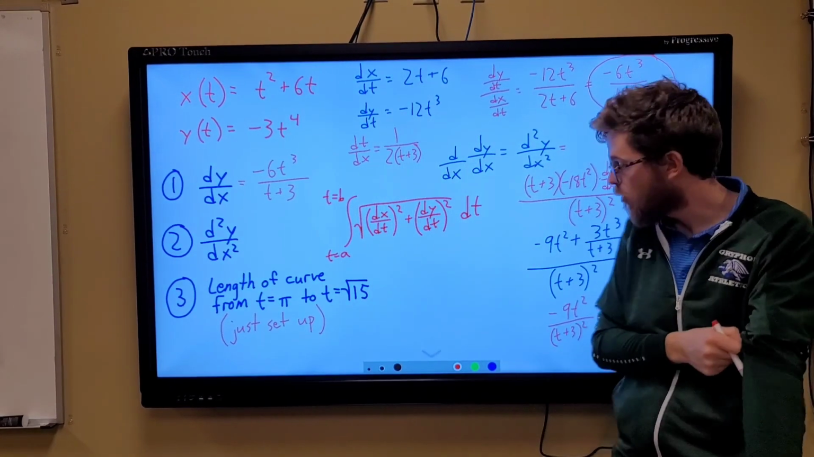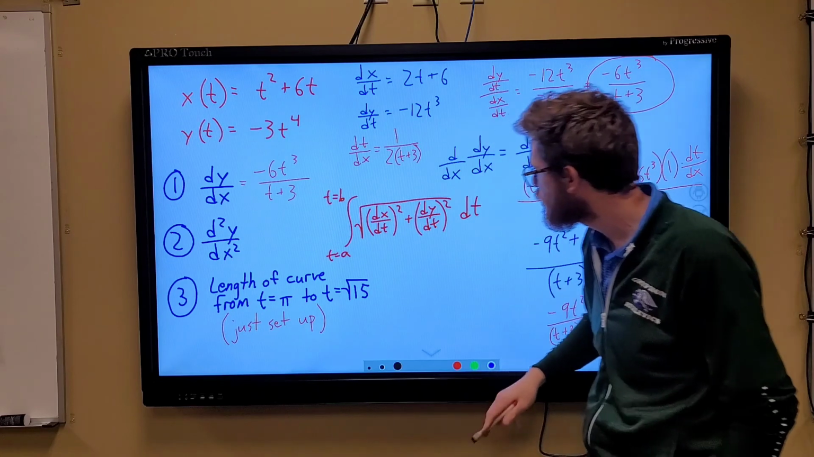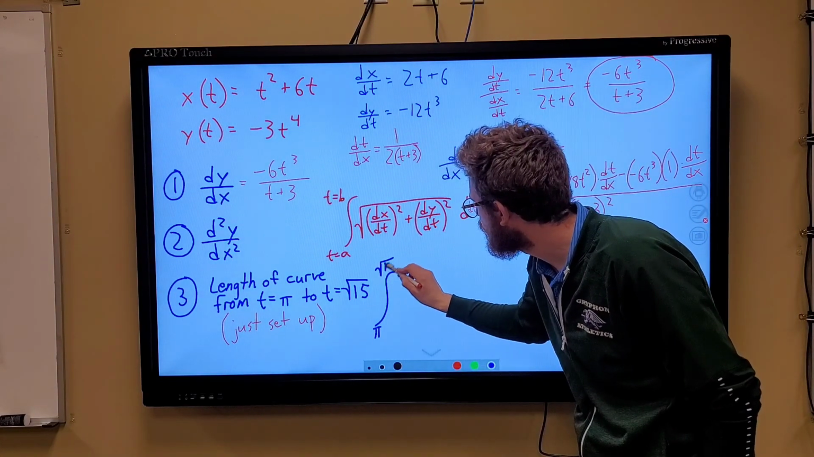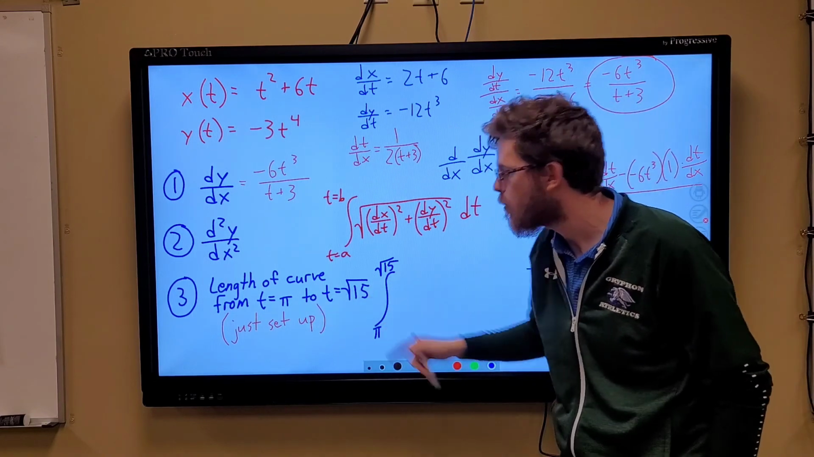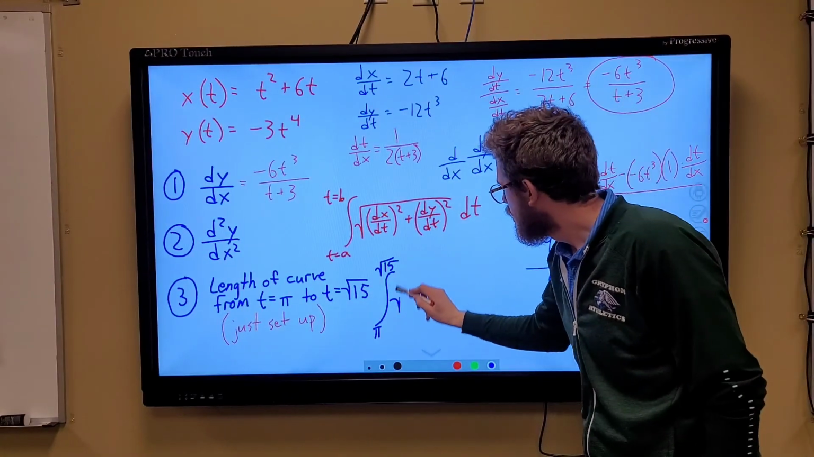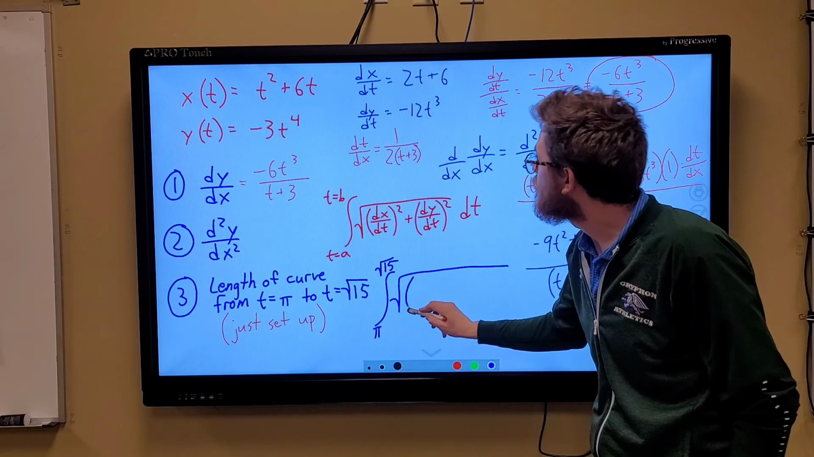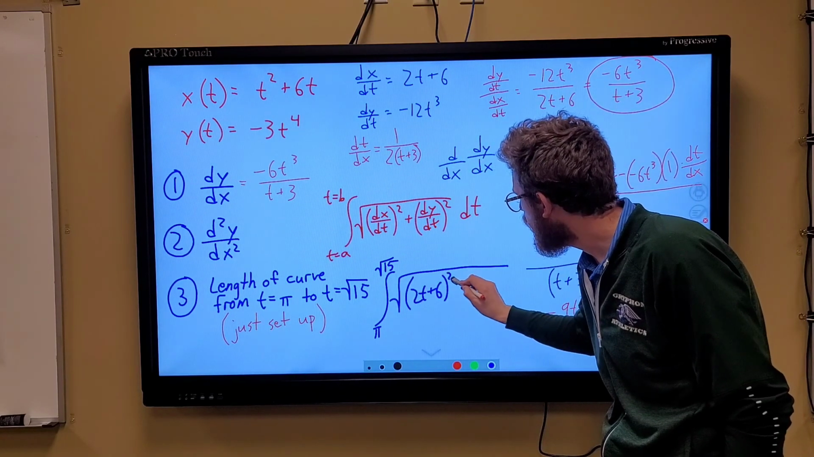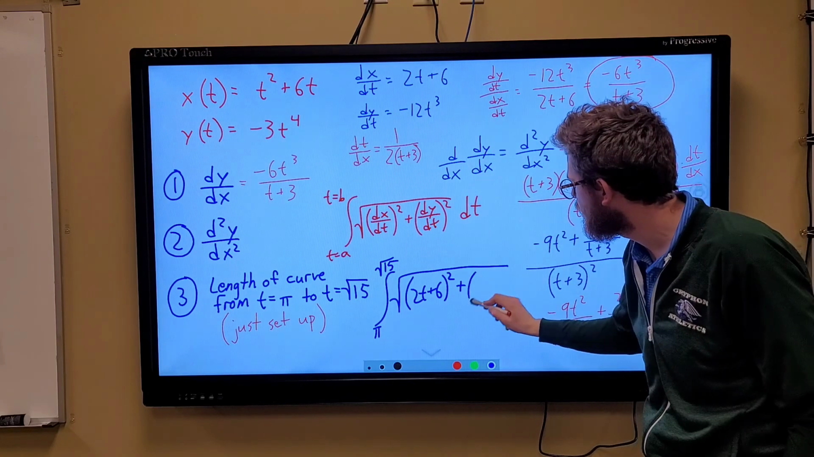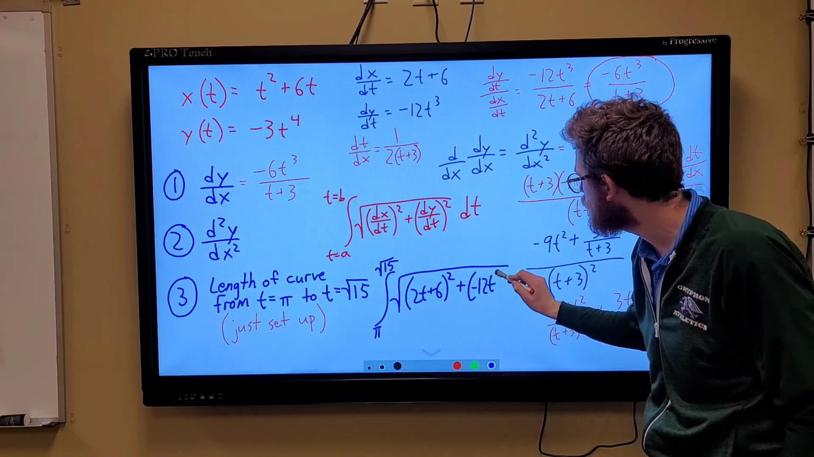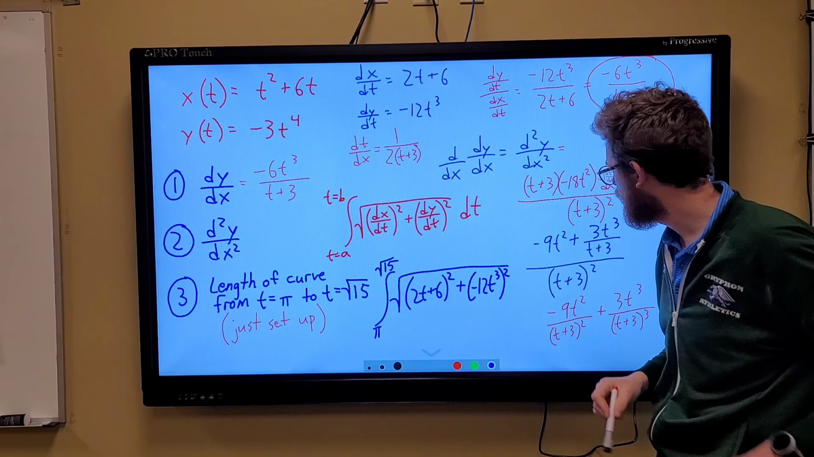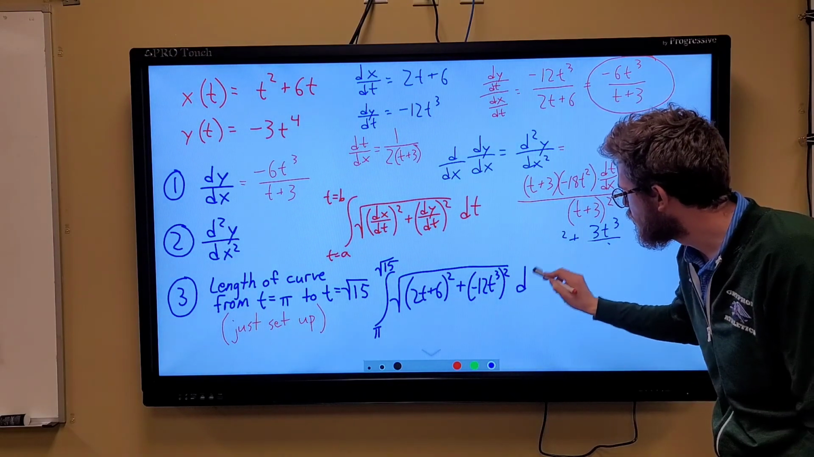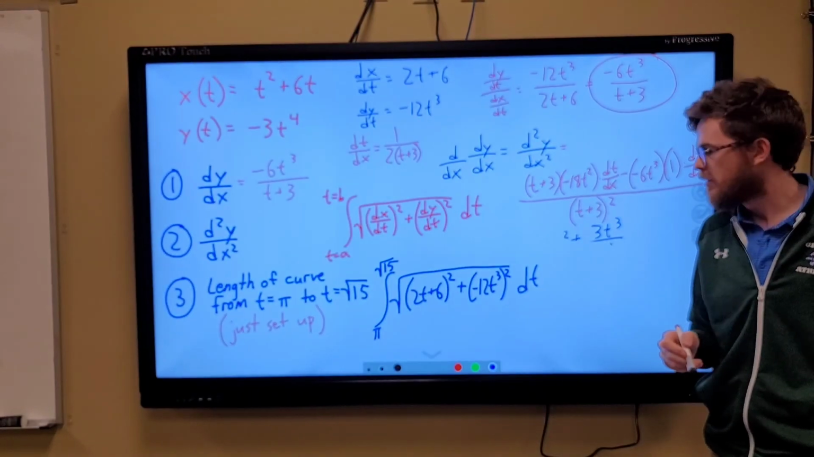We're just setting it up. We aren't solving it. We're not simplifying it. We don't do any of that. So we're going to go from pi to the square root of 15, our lower to our upper t's. Square root of (dx over dt, which is 2t plus 6) squared plus (dy over dt, which is negative 12t cubed) squared, and we are going with respect to t.